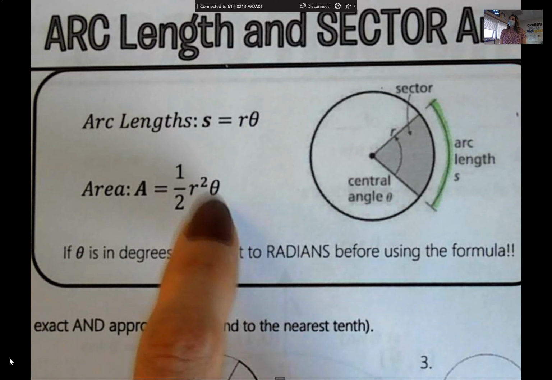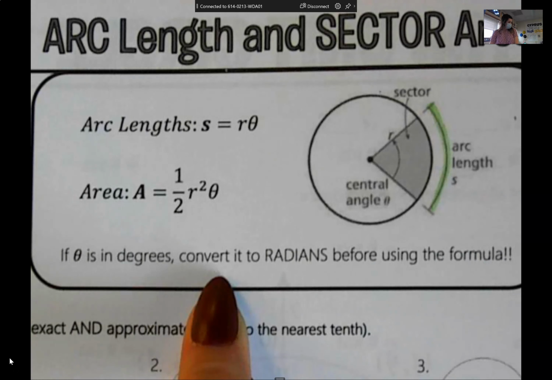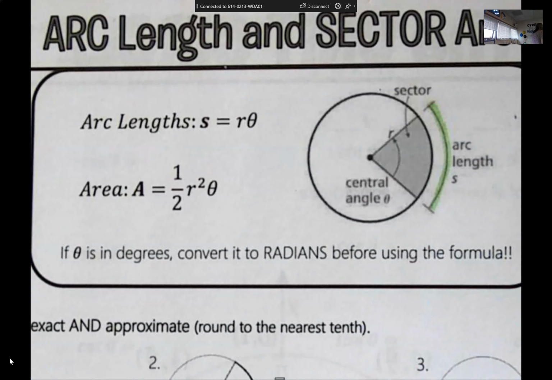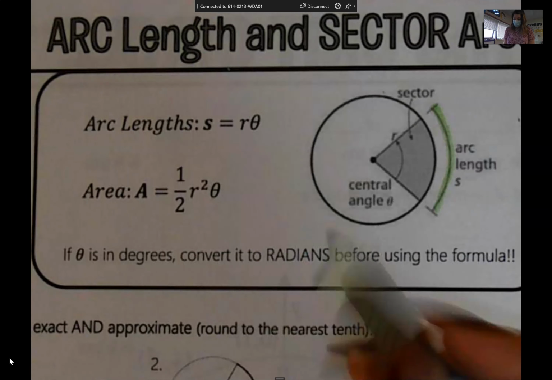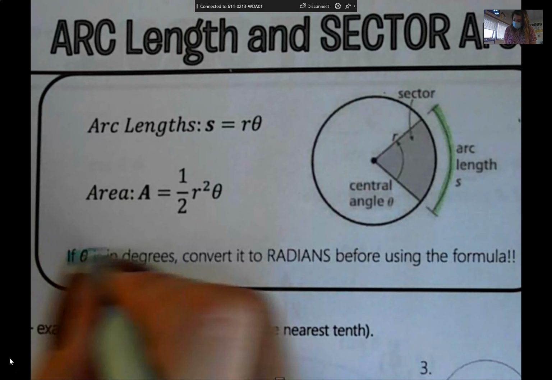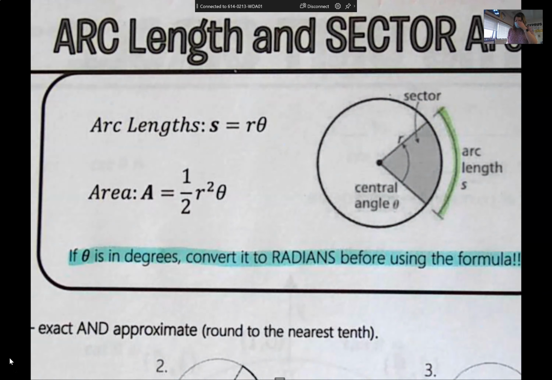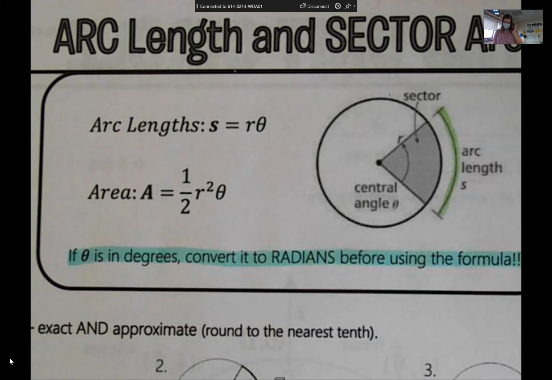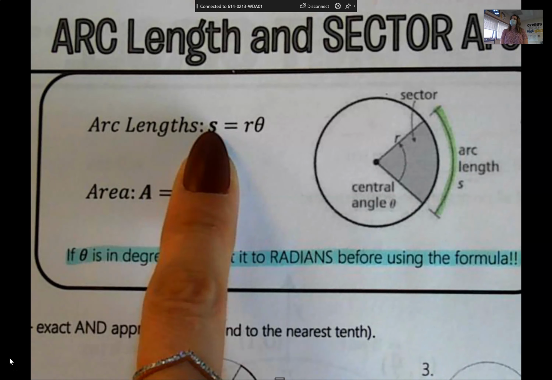Where they have theta, they want you to use radians, and that's what this line at the bottom of the box is saying. If theta is in degrees, you have to convert it to radians first. What else is in this formula? Okay, arc length, for some reason, the abbreviation is S. I don't know what that's about.